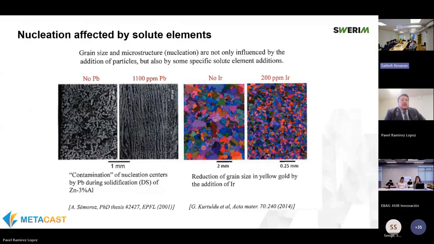Of course, nucleation is affected by solid elements. The grain size and microstructure are not only influenced by the addition of particles, but also the specific solid element additions. So here you have some examples where you have completely different results, because of the way these alloying elements interact with the structure, we will produce different grain refinement, for those who are interested in the industry to have finer structures, which very often will produce better performance. So we use this nucleation. We can have inoculants to favor a larger number of nuclei, so we get a finer microstructure, but we can also have the addition of alloying elements which fix microstructures as they are being solidified.